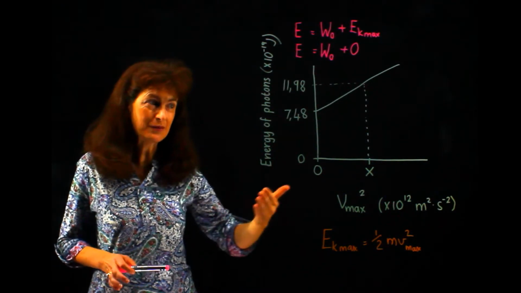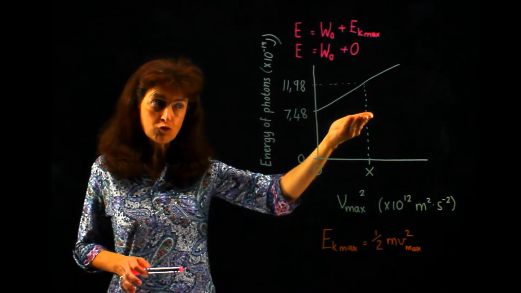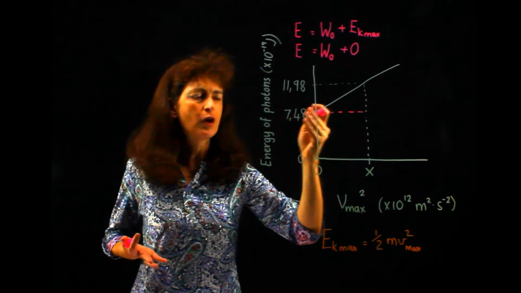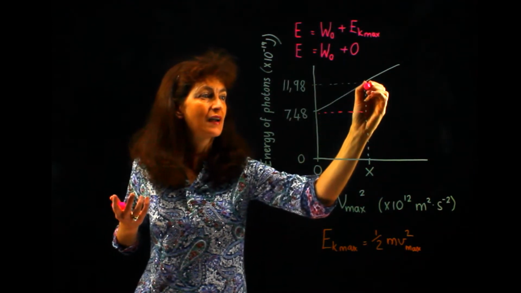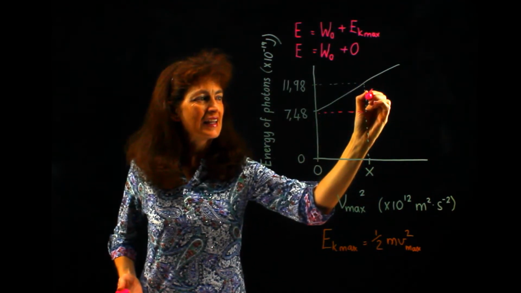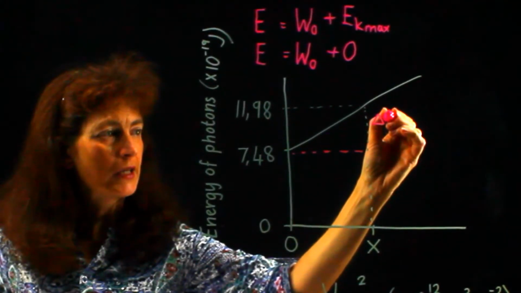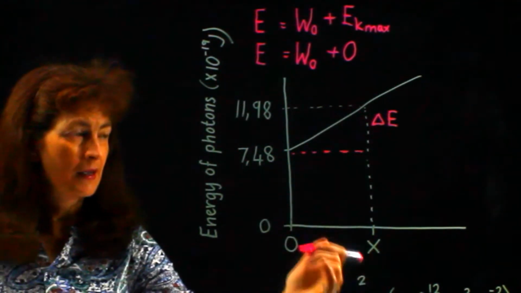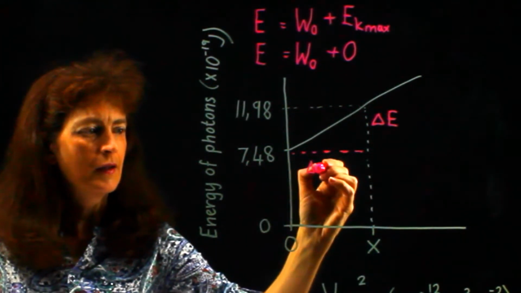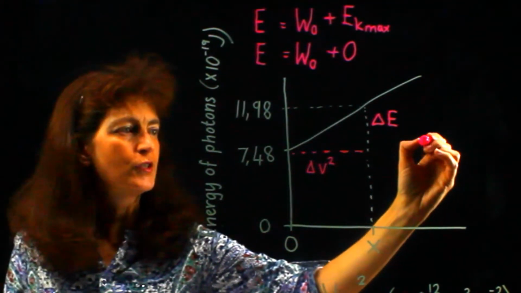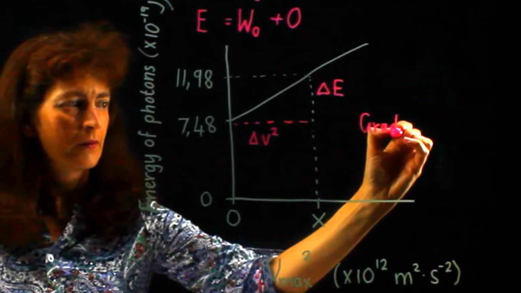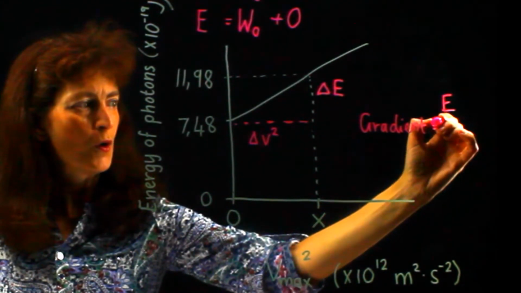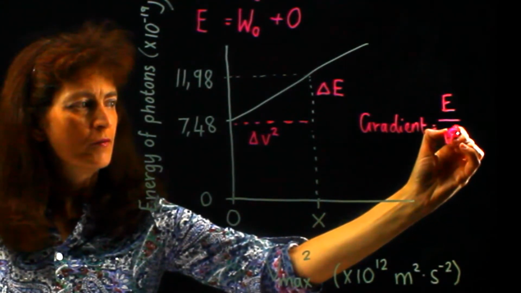And we know that gradient means rise over run. And what is rise? Let's take this little triangle here as an example. Rise in this case is change in energy, the difference in energy between there and there. And what is run in this case? In this case, it is change in V squared. In other words, the gradient of this graph is the difference in energy per the difference in V squared.